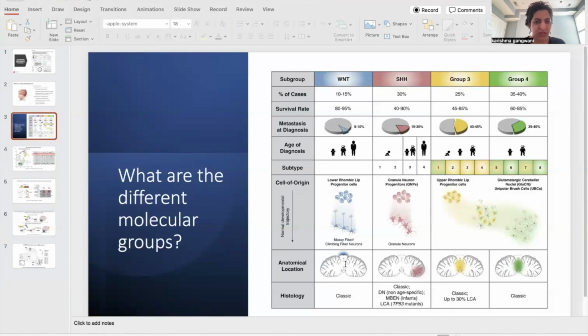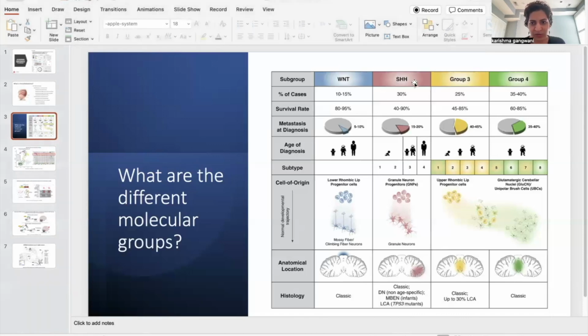One of the interesting things about this molecular group is the presence of a leaky blood-brain barrier. So there can be hemorrhagic bleeding that can occur as a result. And because of having this leaky blood-brain barrier, they're usually treatable with just chemotherapy. So which is why their prognosis is pretty good generally.